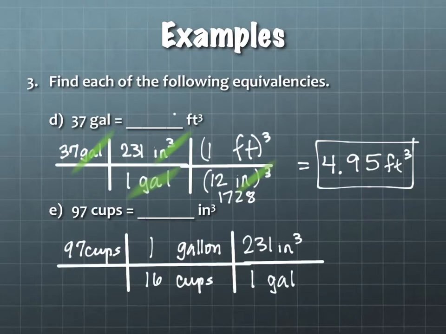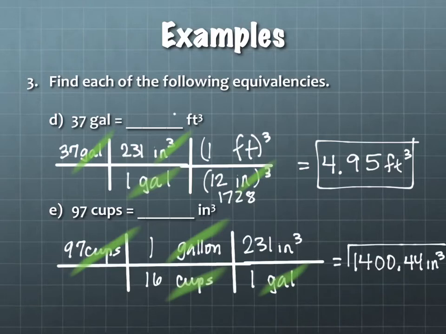So my gallons cancel, my cups cancel. I will end up having 97 times the 231 straight across, and then divide by 16. That ends me up with 1400.44 cubic inches, to 2 decimals anyway. Okay, so it's more of the same. It's just a little more tedious because there's cubic things going on that we sometimes actually physically have to cube the values, unless we want to write a lot of the values down in our notes.